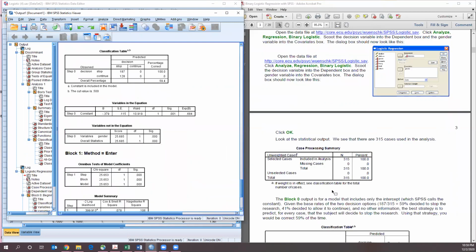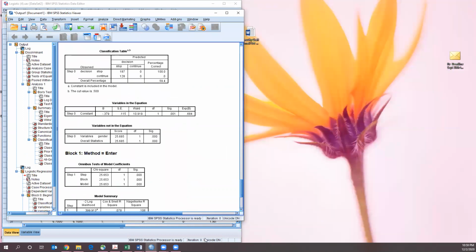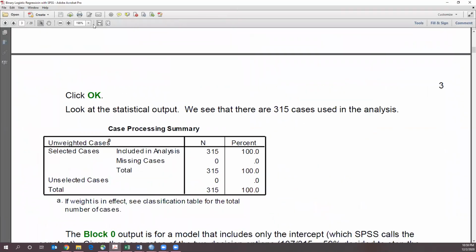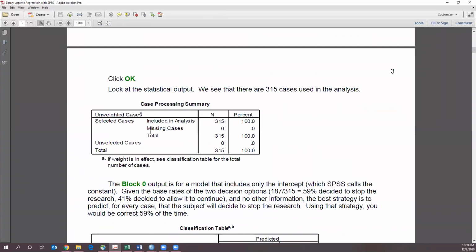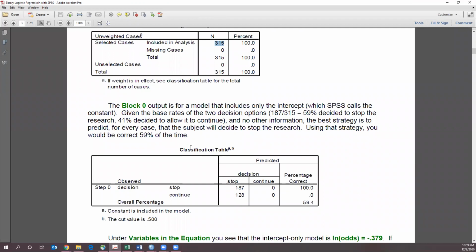Okay, so the first thing we want to look at, and I'm actually going to make this bigger so we can see this. There we go. All right, so the first thing we're going to do is make this just a little more. There we go. All right, so we have 315 cases. And then block 0 is the initial model.